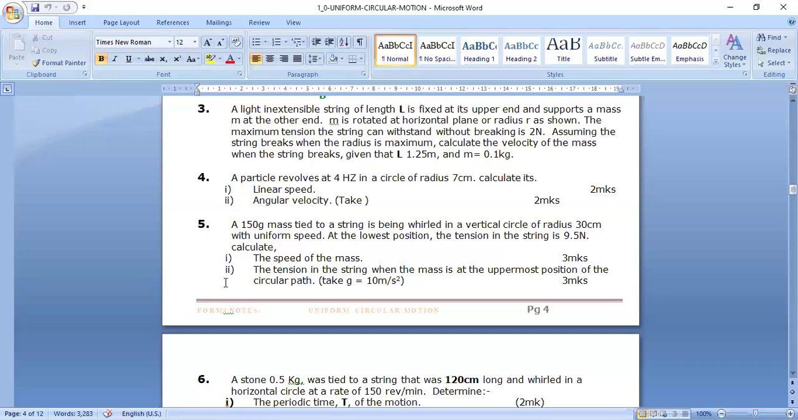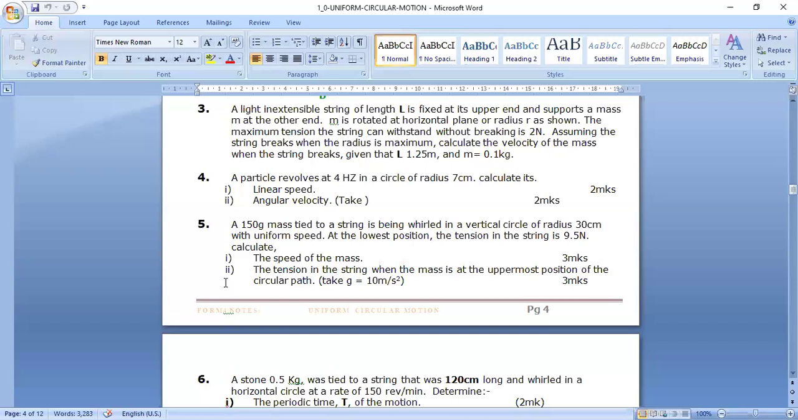Roman 2 is asking for the tension in the string when the mass is at the uppermost position of the circular path. So at the uppermost position we subtract. T equals mv squared over r minus mg. Therefore, T equals m is 0.15 times 4 squared over 0.3.